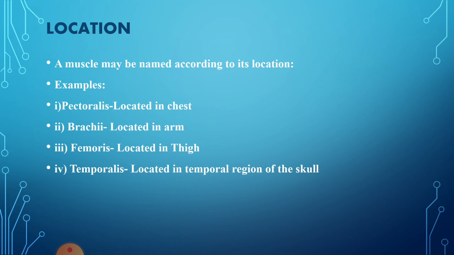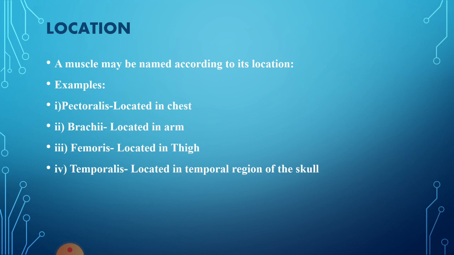The next criteria that we use to name the skeletal muscle is on the basis of location. Pectoralis, whenever you find a muscle with the prefix pectoralis, that means the muscle will be located in the chest area, and we have already talked about the pectoralis major and minor muscles, and those muscles were located in the chest area. Brachii, that means the muscle would be located in the arm, and previously we have discussed the biceps brachii muscle.